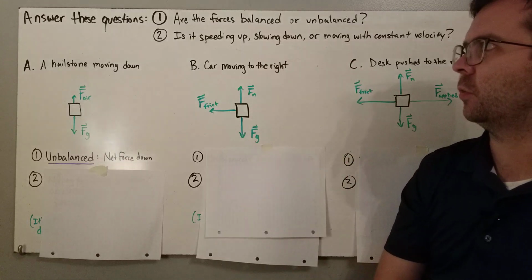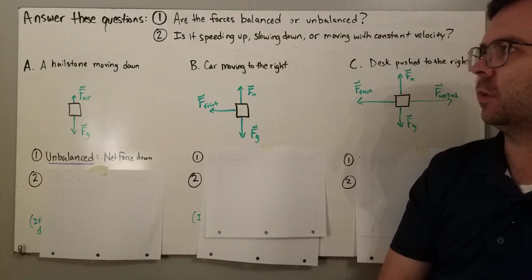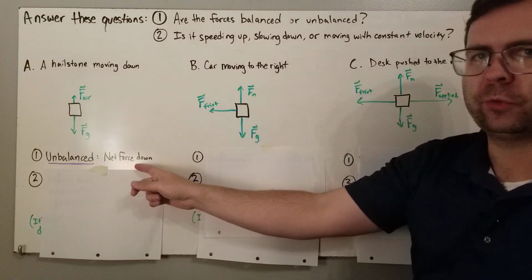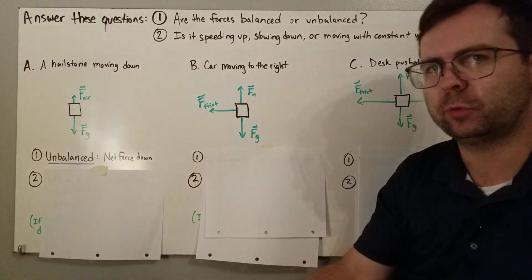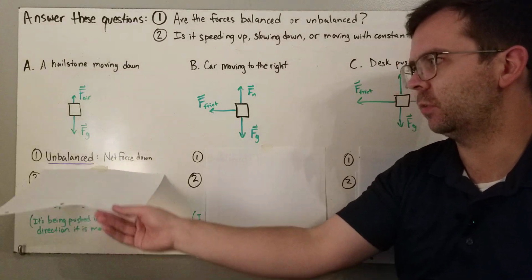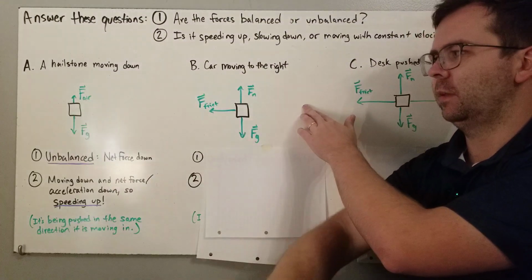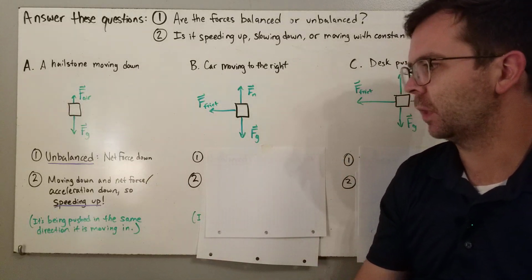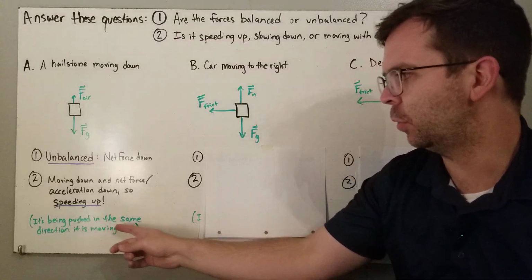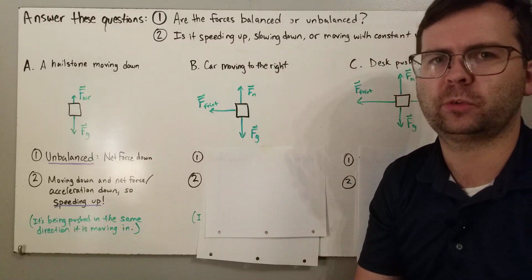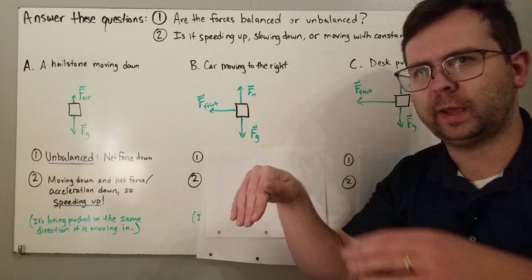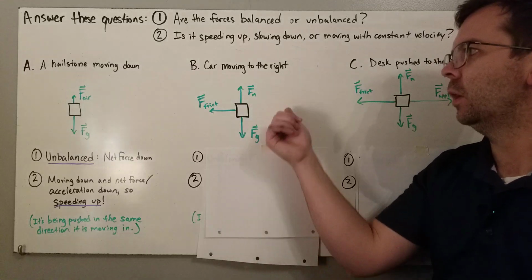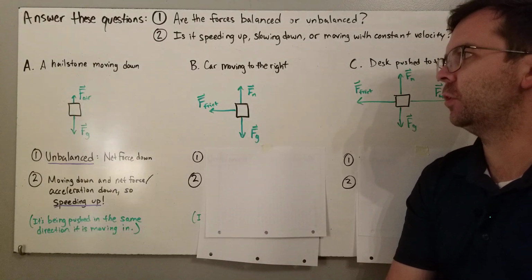So next question, is it speeding up, slowing down, or moving with constant velocity? It's moving down, and the net force is also down. So it's being pushed more down as it falls down. And so we can say, well, it's moving down and the net force is down, so it's speeding up. A way of thinking about this is it's being pushed in the same direction that it's moving in, and so it's just going to get faster. So it's falling down, and the net force is also down, so it's getting pushed more and more down, speeding up.